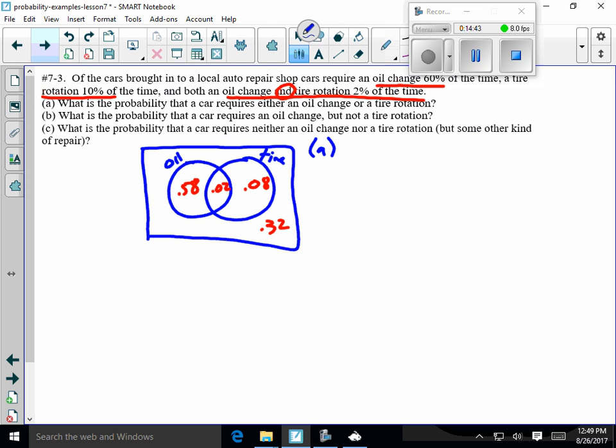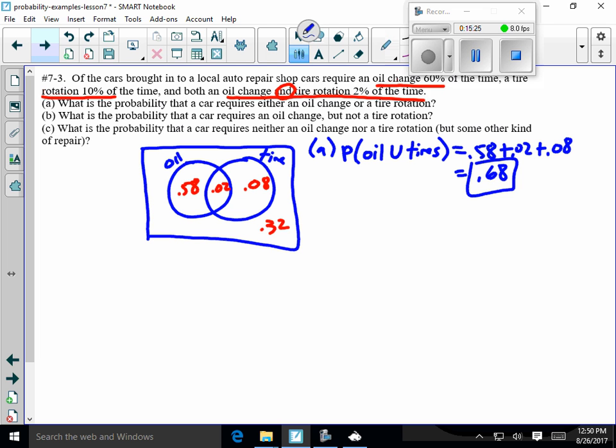A says, what's the probability that a car requires either an oil change or a tire rotation? So oil or tires. Okay, so that's the union of the two circles, the oil circle and the tire circle. Using the Venn diagram, I'm going to add, because we're doing or. I'm going to add any number that's anywhere inside either the oil or tire bubbles, including the overlap. So this would be 0.58 plus 0.02 plus 0.08, and if you add that all up, that turns out to be 68%. So there's a 68% chance you need oil or tires or both.